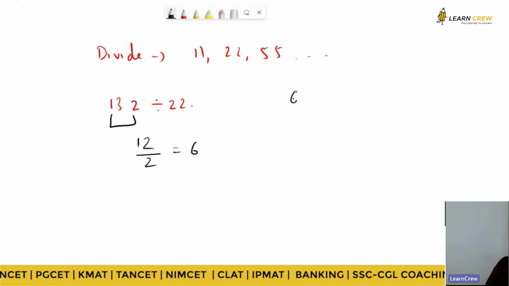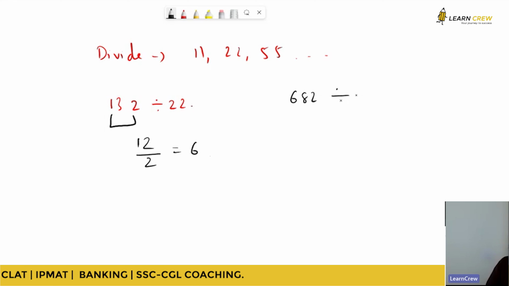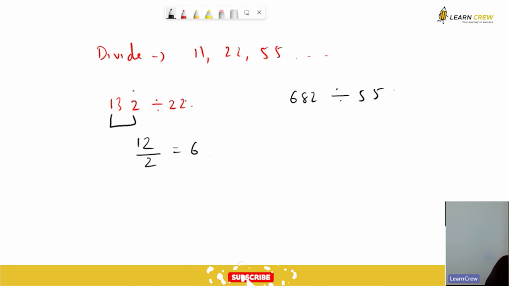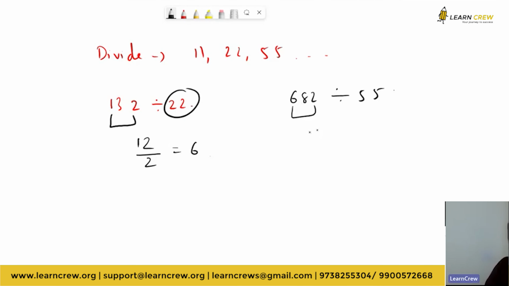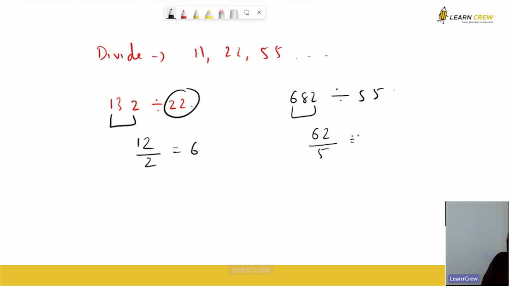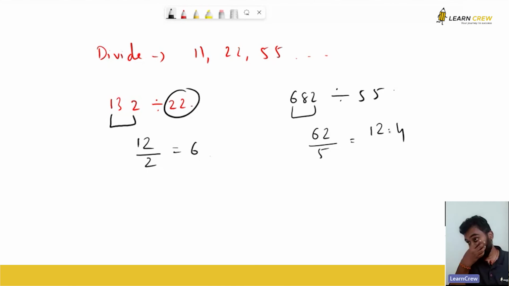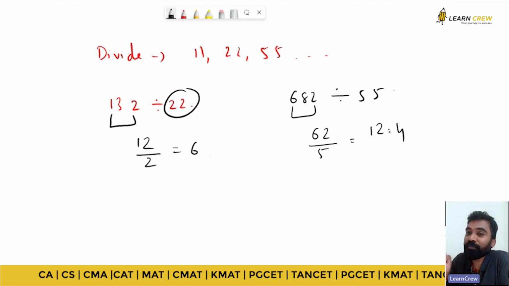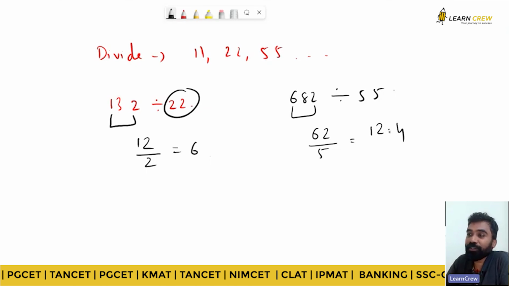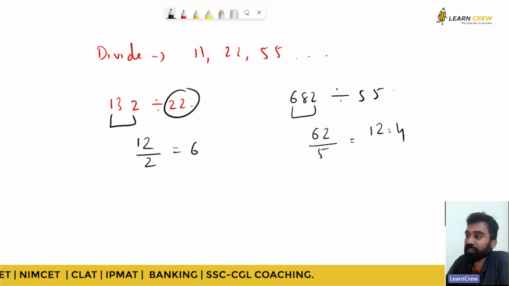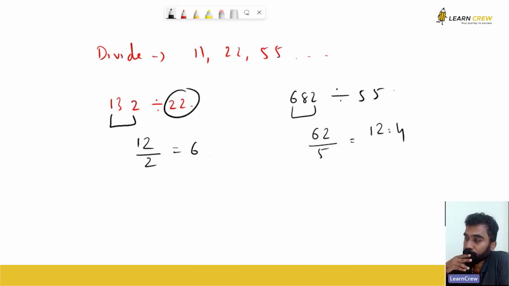Let's take another example: 682 divided by 55. This is 22, a multiple of 2. 682 becomes 62 divided by 5, so it becomes 12.4. This is applicable only when it is being divided by 11, 22, 33, 44, 55 and the multiples. It is only for smaller numbers. Bigger numbers will come.